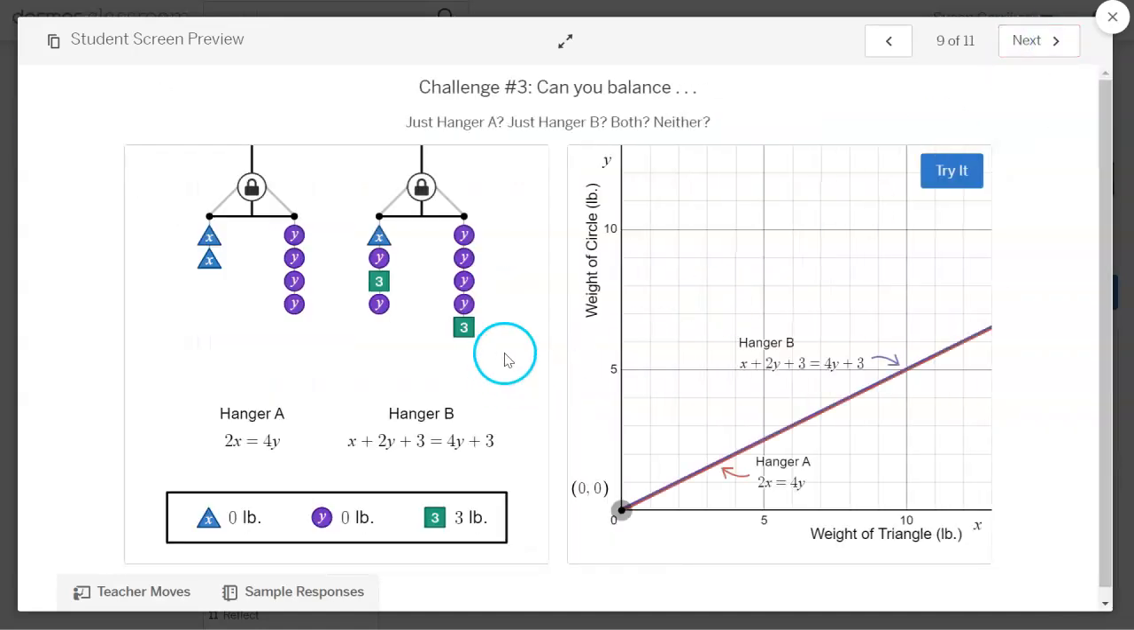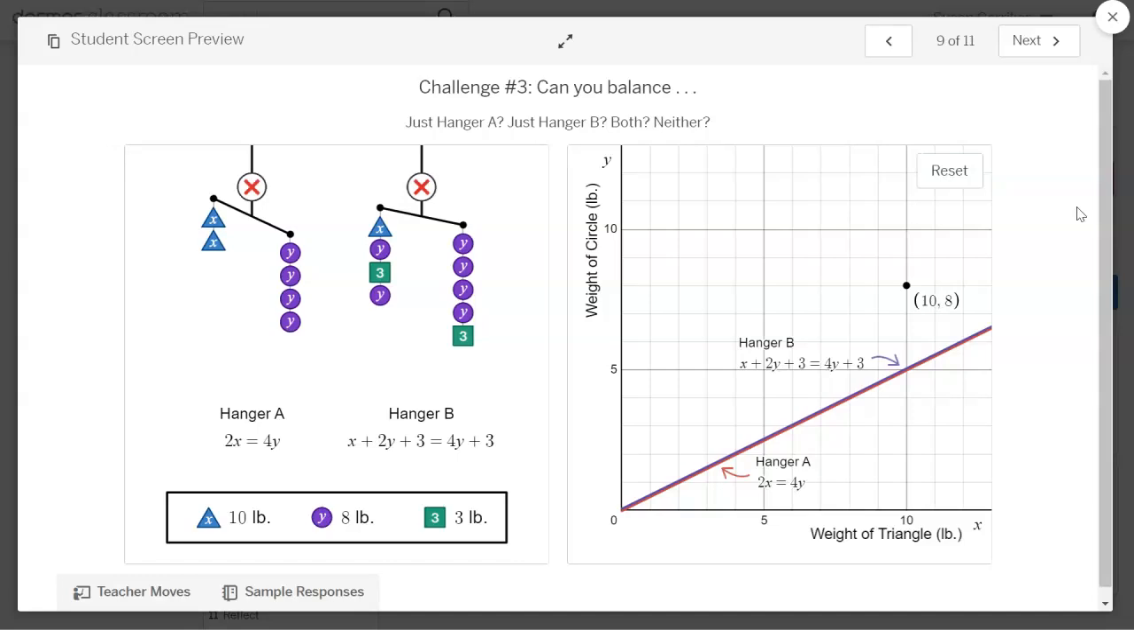Now once I got to 9, I think I did do 9 because hanger A and B were the same. So you'll notice that as long as I stick to this line, I should be okay. But if I do reset and put this somewhere not on the line, I'm not okay. That's a little heads up, but go ahead and read those teacher moves and let's get the conversation started. This is a special case.